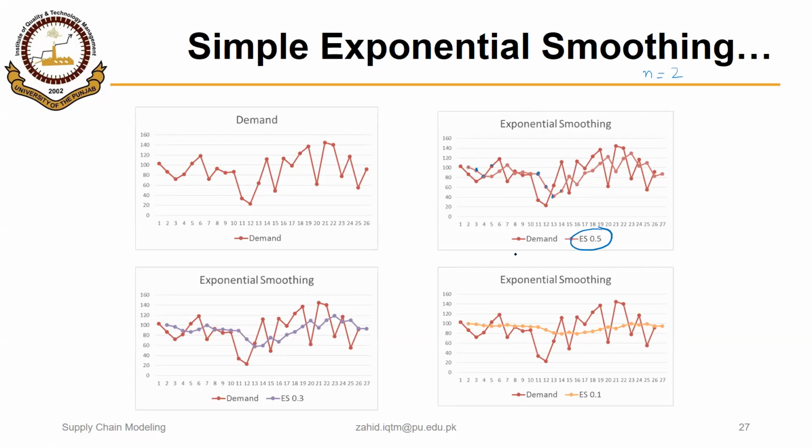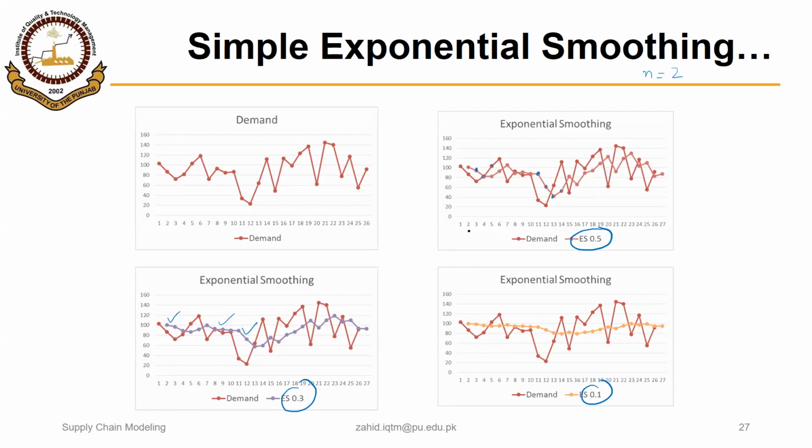If we keep on decreasing alpha, say if alpha is 0.3, you can see that the forecast, this line, does not respond very well to the changes in demand. So that responsiveness was better in the case of larger alpha. And if you further reduce alpha to say 0.1, you can see that there is even less responsiveness to the changes in demand. The forecasts respond to the changes in demand very little as compared to larger alpha.